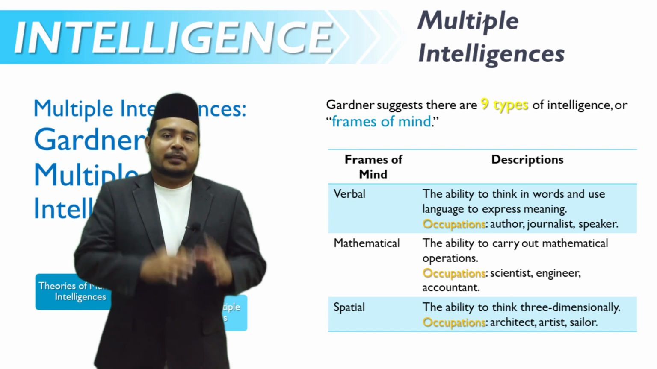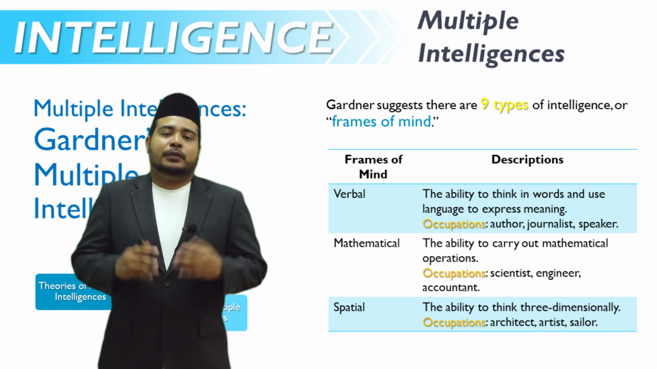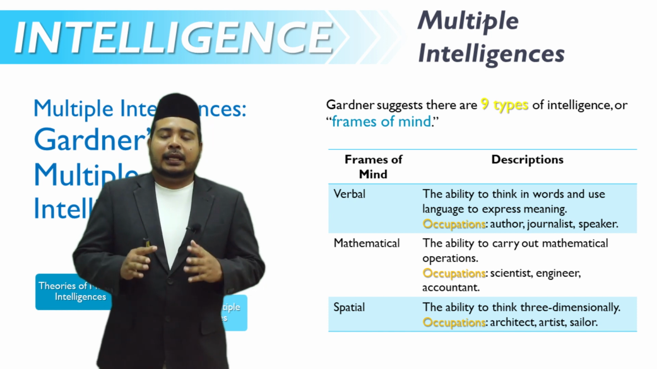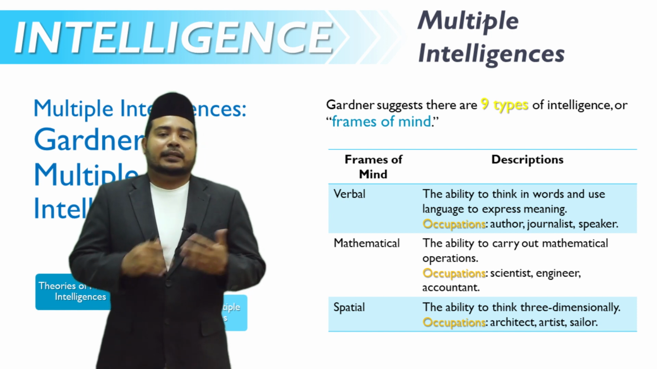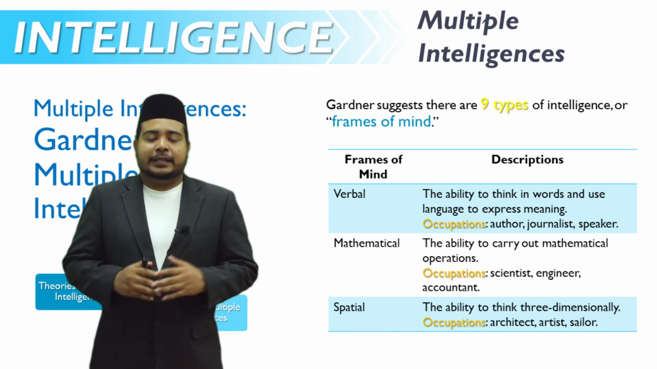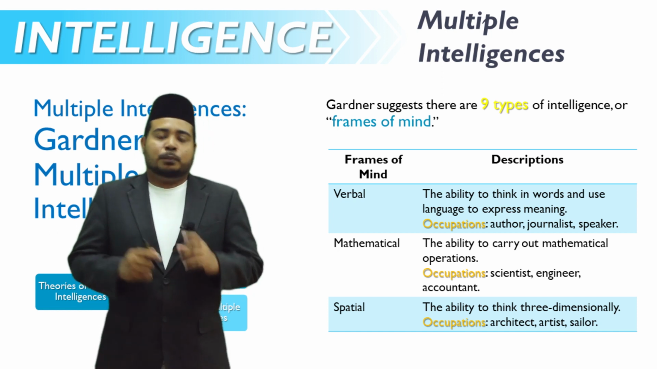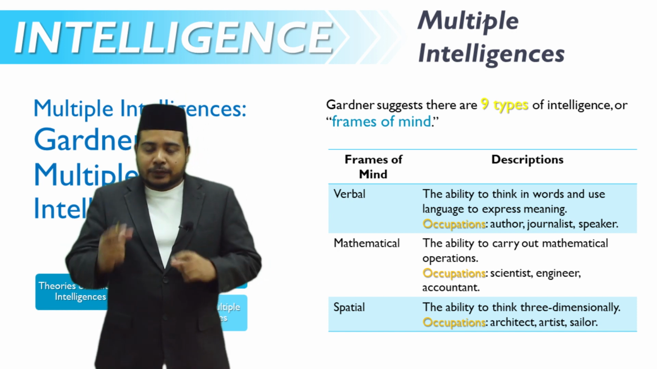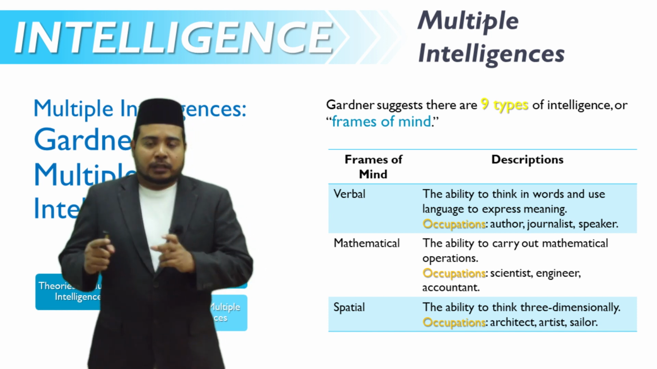Another theory of multiple intelligence is the one proposed and developed by Gardner. We call this Gardner's multiple intelligences. Gardner suggests that there are nine types of intelligences, what he regards as nine frames of mind. And these frames of mind differ from one person to another. So people might excel in one of these nine types of intelligence, and different types of intelligence are suitable to different types of occupation or profession.